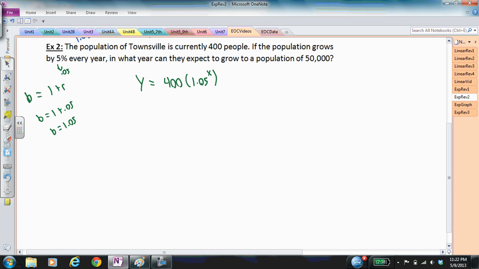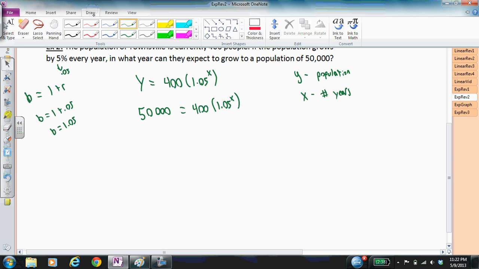Now we want to know in what year can they expect to grow to a population of 50,000. Well, in the equation I just wrote, y represents the population after a certain number of years, x. So x represents number of years after the current time. So if I want to know when the population is 50,000, 50,000 goes in for y. And I have this equation that I now need to solve for x.